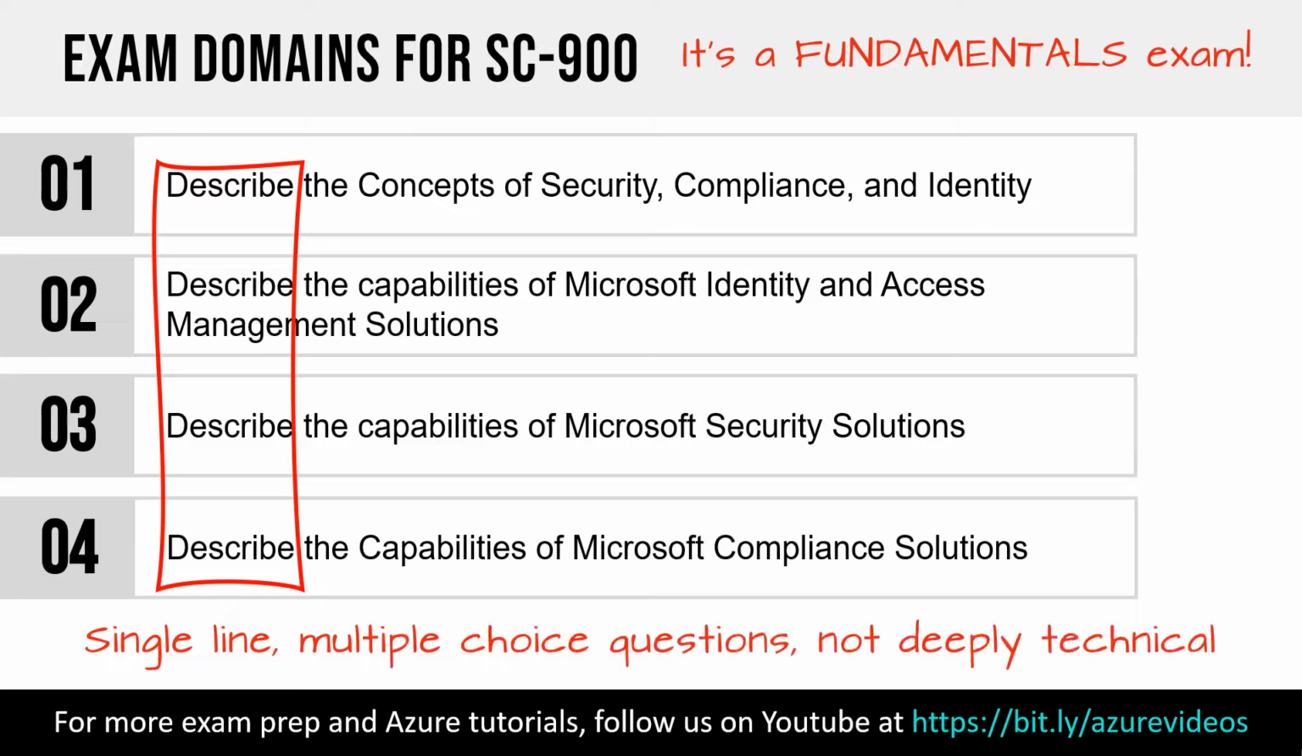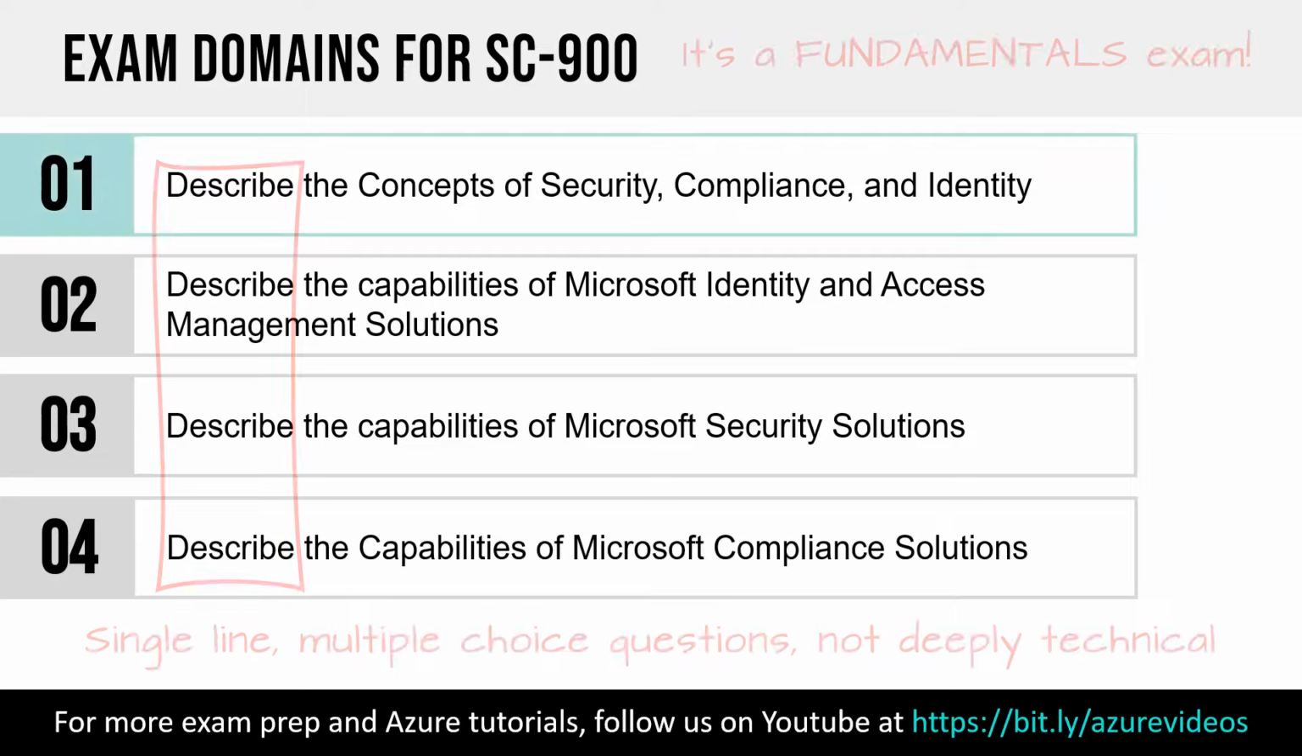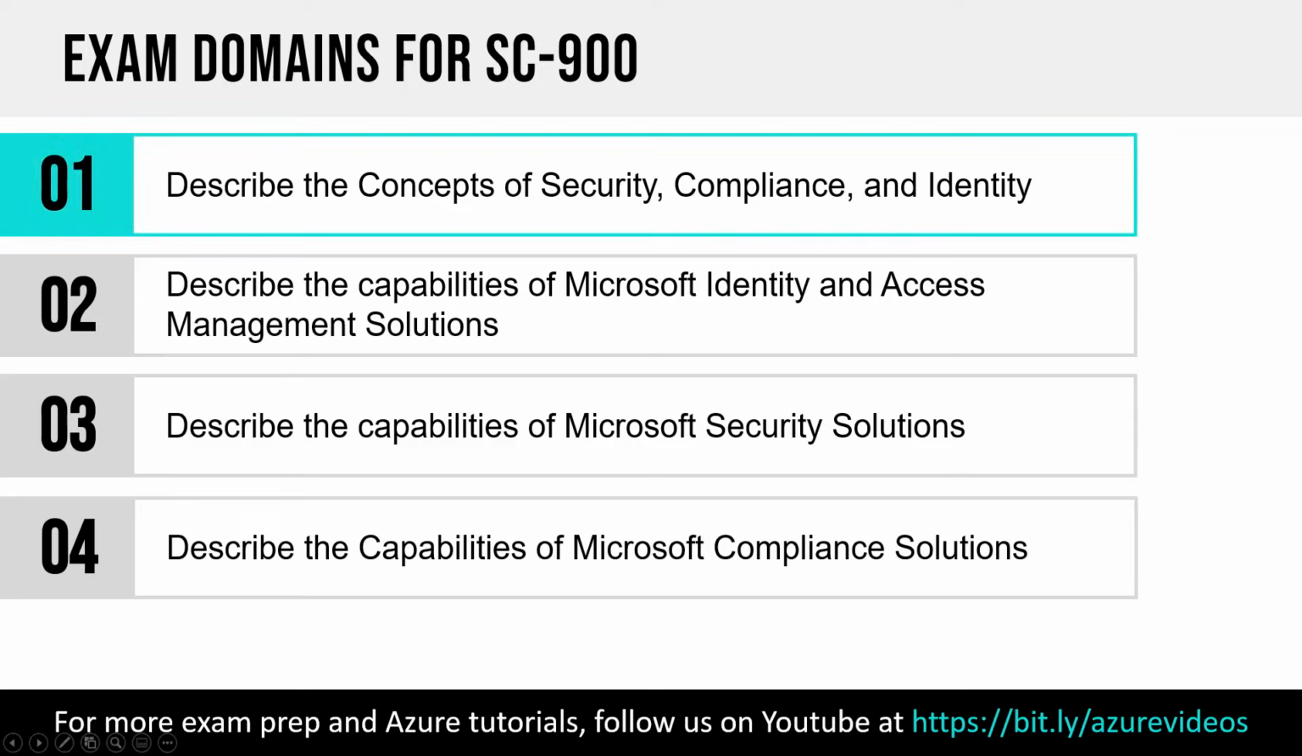This is a 60-minute exam. Expect 50 questions or less, give or take. And in this video, we will touch on every line item called out in the SC-900 skills measured document. So the exam consists of 4 objective domains. The first relates to concepts around security, compliance, and identity. So we'll touch on concepts like zero trust, shared responsibility model, defense in depth. We'll dig into common threats, and we'll talk about the basics of encryption.